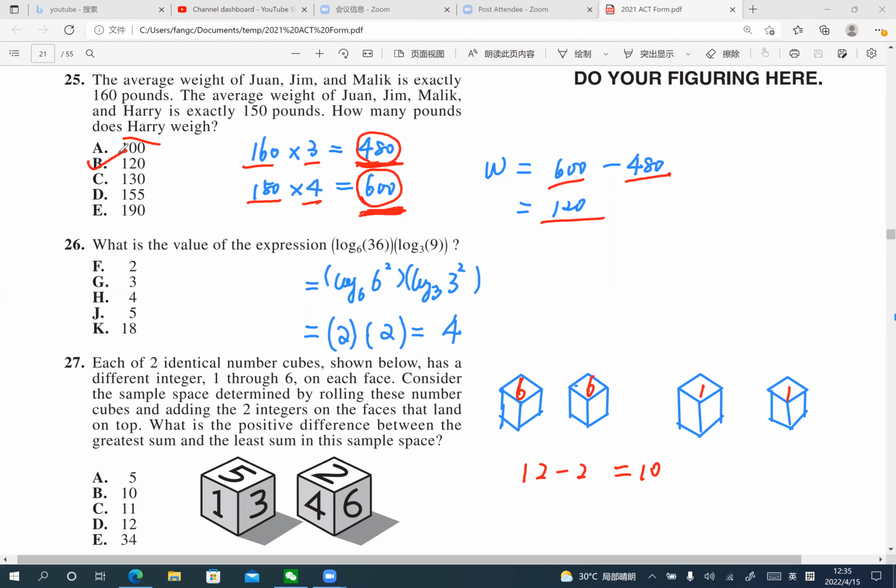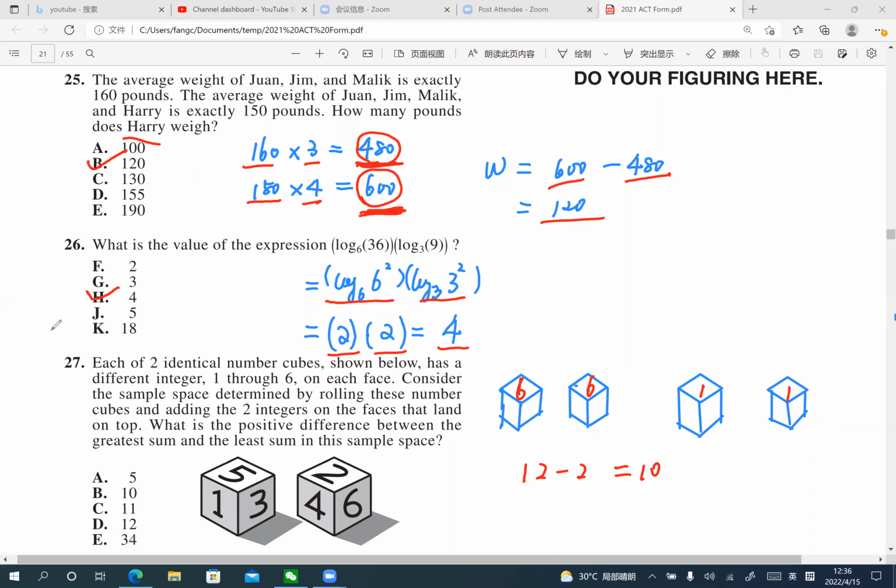Question 26. What is the value of the expression log base 6 of 36 times log base 3 of 9? So 36 equals 6 squared, 9 equals 3 squared. So the expression also equals log base 6 of 6 squared times log base 3 of 3 squared. So the first term is 2. The second term is 2. So 2 times 2 equals 4. So question 26, we should choose option H.